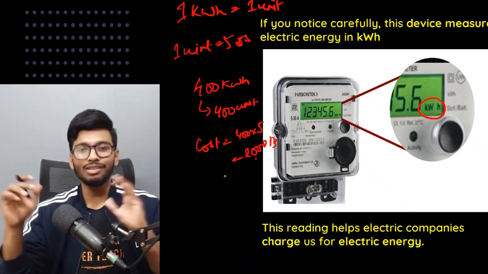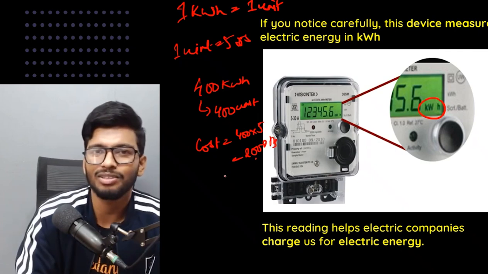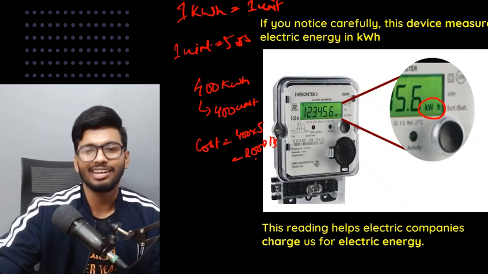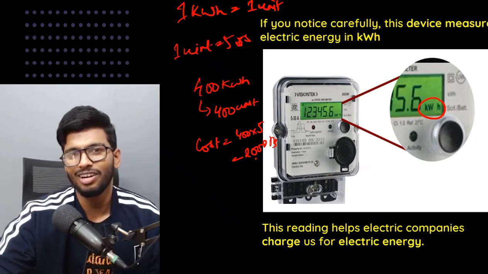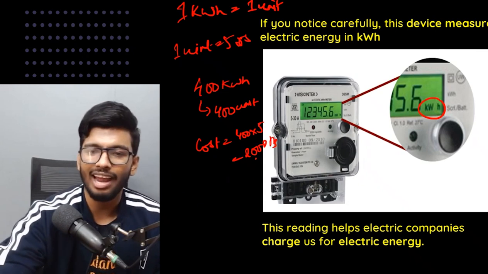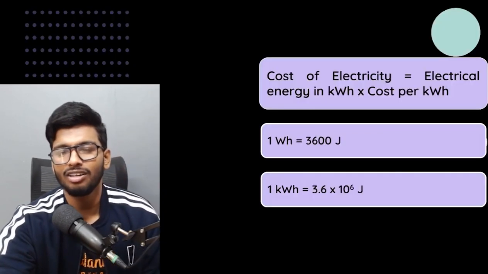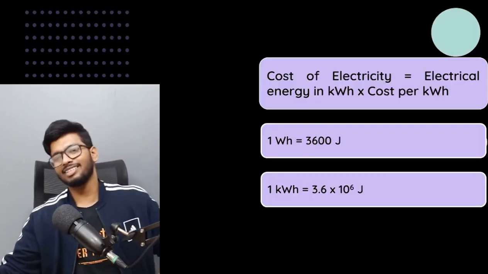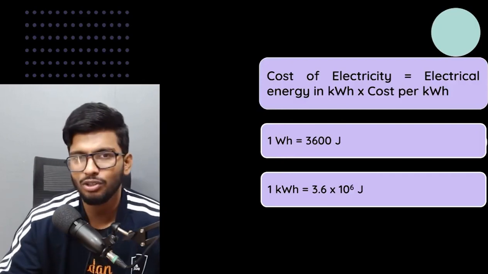All right. So this is how they calculate the bill, and they give it to you, and that's how you get scolded every month. All right. So that's it, people. That was the entire chapter on current electricity. I hope it makes sense. I hope you understood it. I hope you enjoyed it.